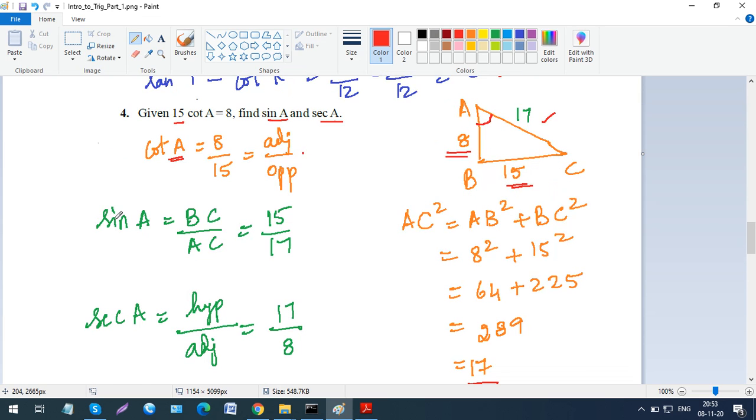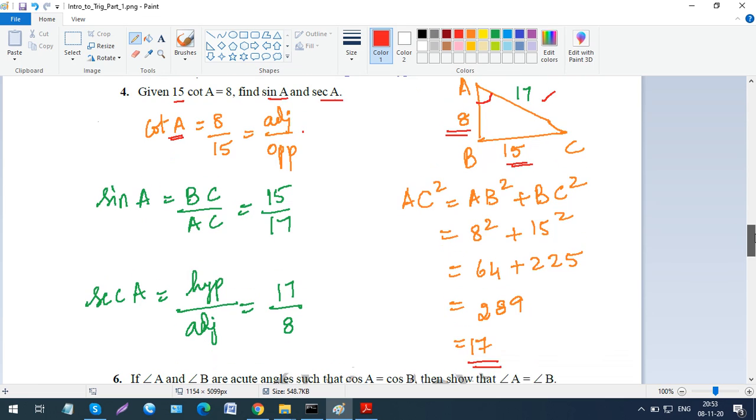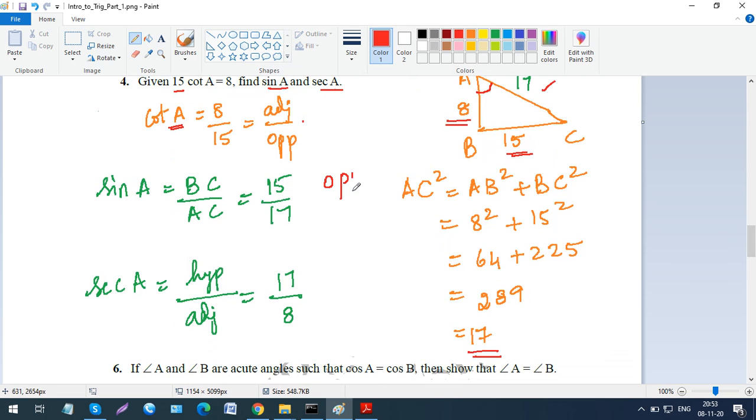Now sine and secant is what they're asking you to find. Sine is actually opposite over hypotenuse. This is the formula. So opposite for A is BC over hypotenuse AC, so 15 over 17. And now secant is hypotenuse over adjacent. So hypotenuse is 17 and adjacent for A is 8. So 17 over 8. This is the answer.